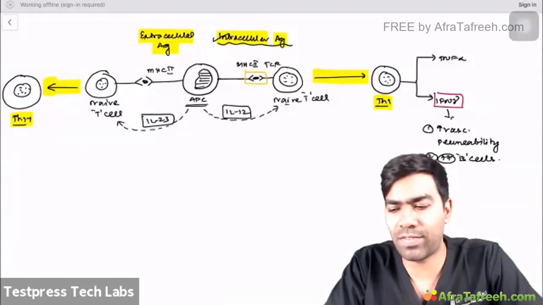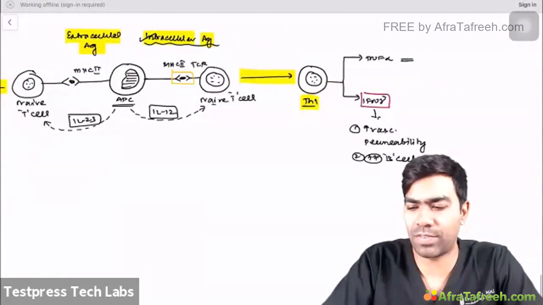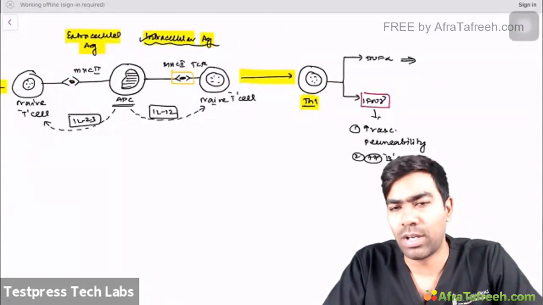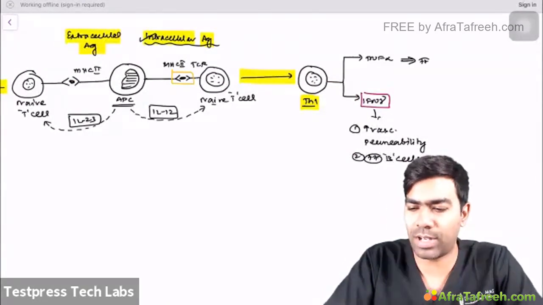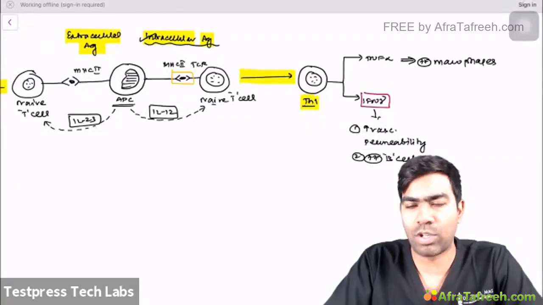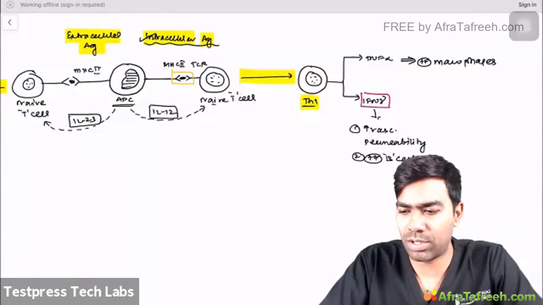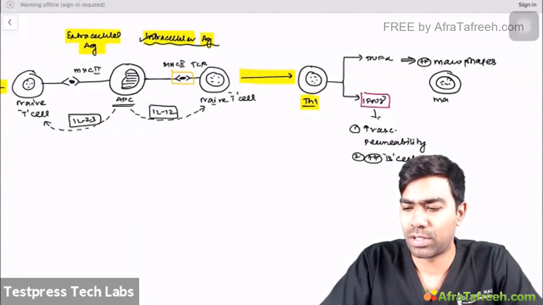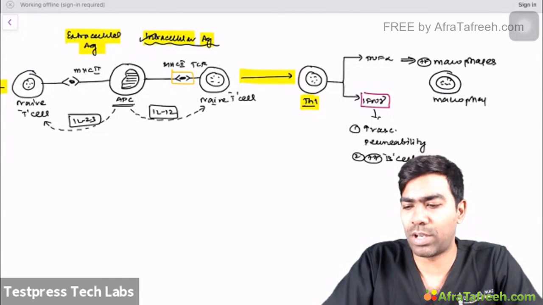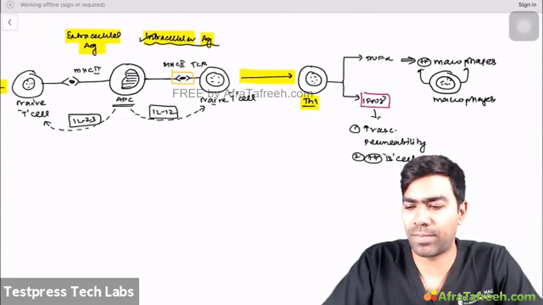As far as TNF alpha is concerned, TNF alpha has some specific functions and roles. The most important function of TNF alpha is to activate and recruit more macrophages into that area, because they want to kill that intracellular pathogen. So more and more macrophages are going to come into that area, influx into that area.